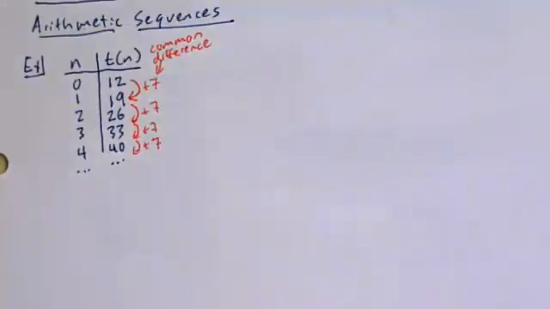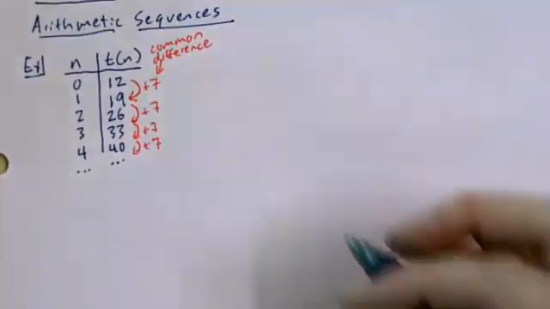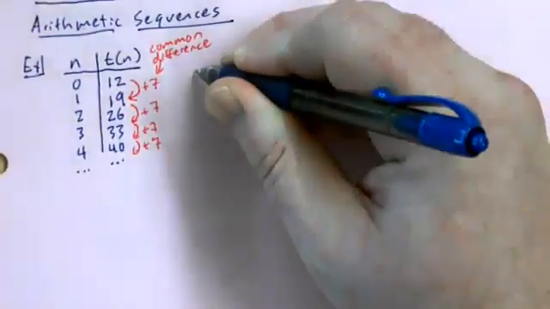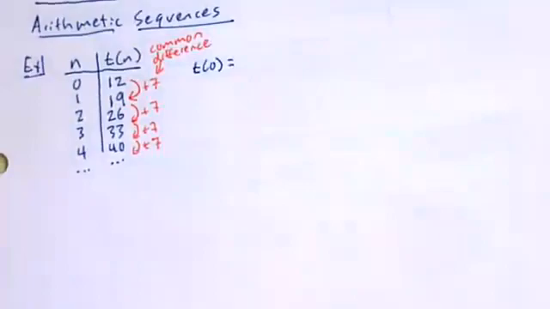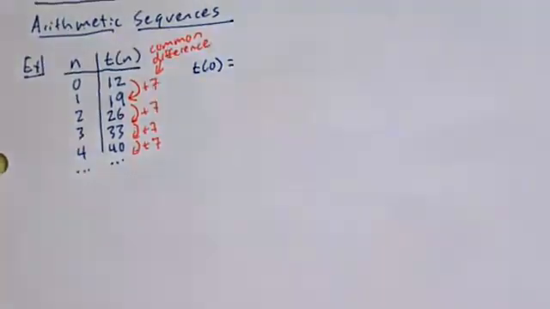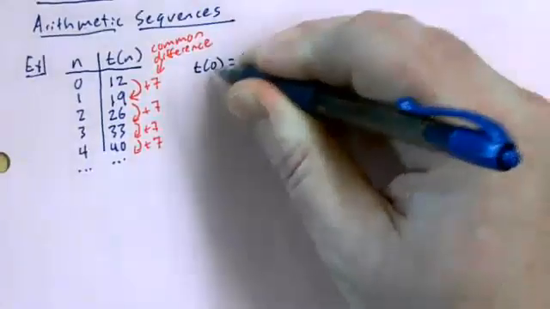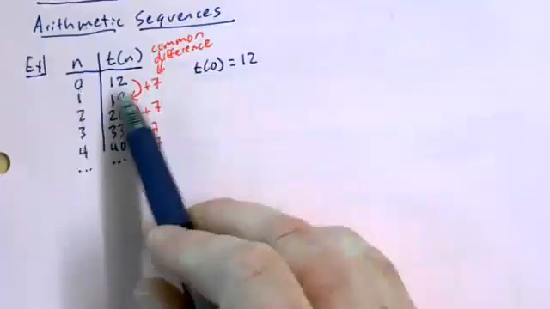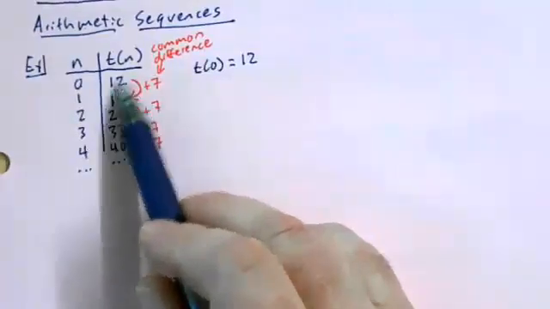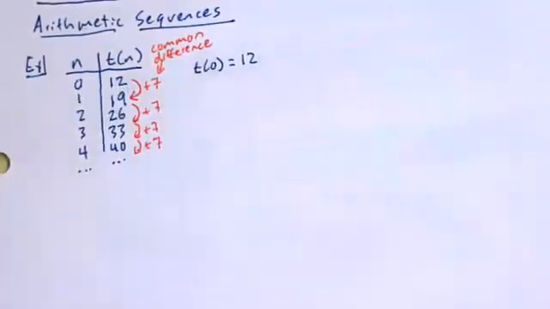We learned some notation for sequences on Friday also. Can anybody tell me what t of 0 is for this sequence? T of 0 is 12. So when you see t with a parentheses and a number, they're asking you to find the n value of that number and then tell me what the term is. So the 0th term is 12.